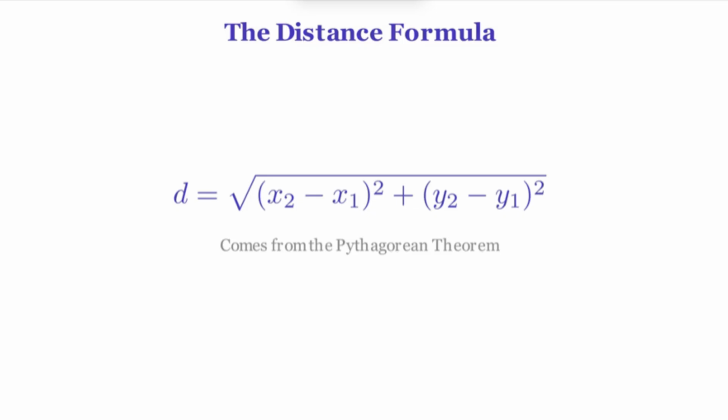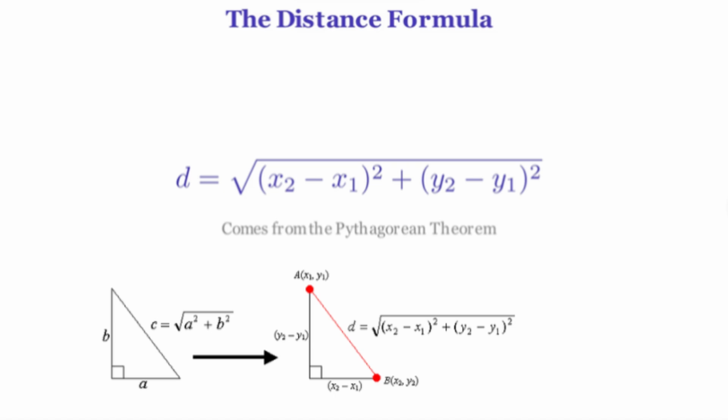It says, the distance d between 2 points equals the square root of the quantity x2 minus x1, squared, plus y2 minus y1, squared. It looks like a lot at first, but once you see it in action, it becomes very straightforward. Let's work through an example together.